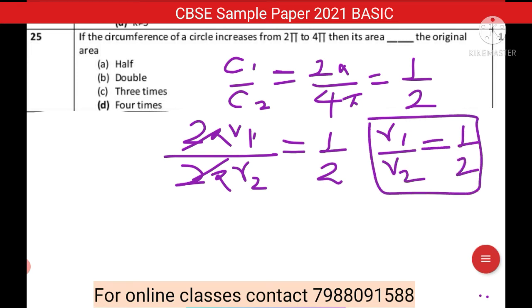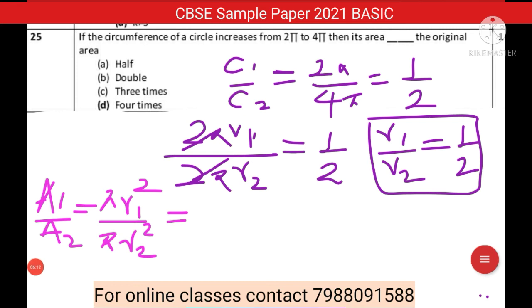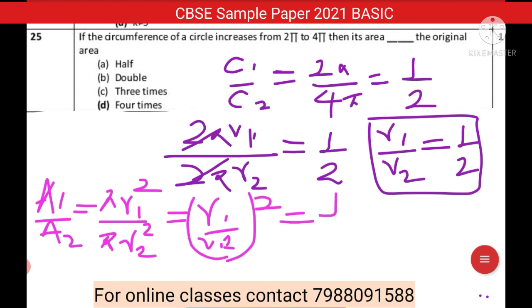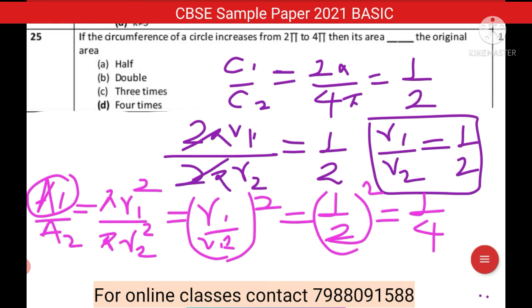Now, as I get this ratio, let me find the ratio of areas. Area 1 upon area 2 will be pi r1 square upon pi r2 square, which is (r1 by r2) whole square. Right? And what is the ratio of r1 by r2? It's 1 by 2. So I get (1 by 2) whole square, that is 1 by 4. So area 1 becomes 1 by 4 times area 2, but we want the new area to be how many times the original area? So area 2 will be 4 times the original area. So D option is the correct answer.